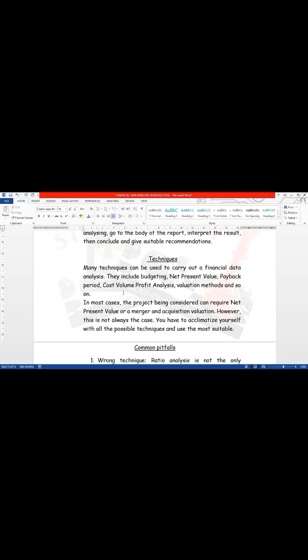So please don't just think everything is net present value. Like I said in my financial statement analysis class, I made it understood that one of the pitfalls is that students believe that everything should be ratio analysis. My dear friend, everything cannot be ratio analysis. Please, it's not always going to be ratio analysis.